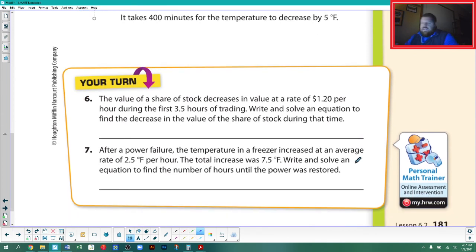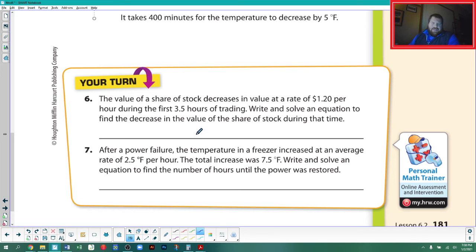All right, let's see if we can set these up and solve them. The first one says the value of a share of a stock decreases in value at a rate of $1.20 per hour during the first 3.5 hours of trading. Write and solve an equation to find the decrease in the value of the share of stock during that time. Okay. So it goes down $1.20 per hour for 3.5 hours.